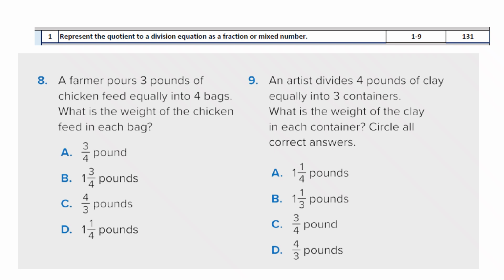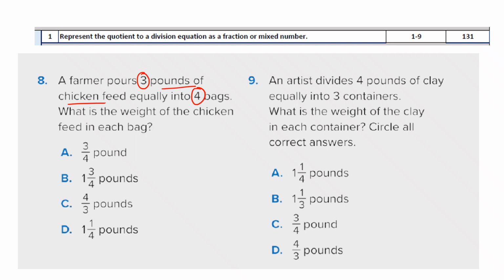Okay, now let's continue with learning objective 1, where we represent the question as a division equation as a fraction or a mixed number. So now this is question 8 and 9 from page 131 of your math book. Let's solve. A farmer pours 3 pounds of chicken feed equally into 4 bags. What is the weight of the chicken feed in each bag? So for this we have to form a division equation. How do we make it?